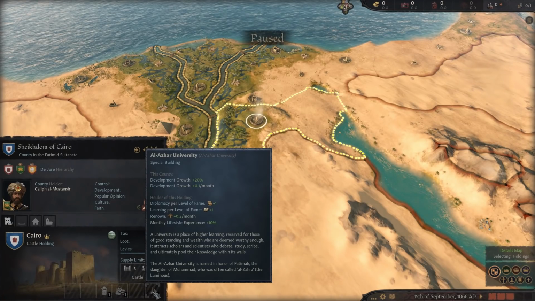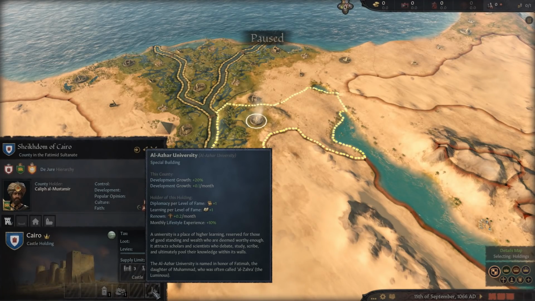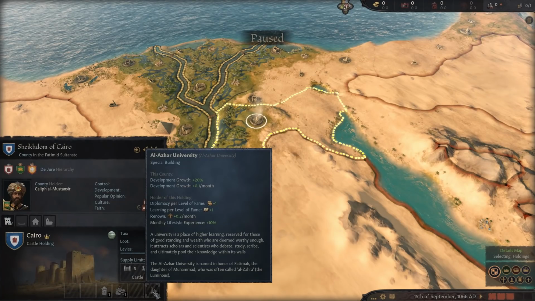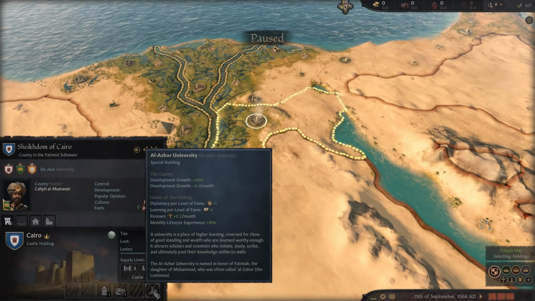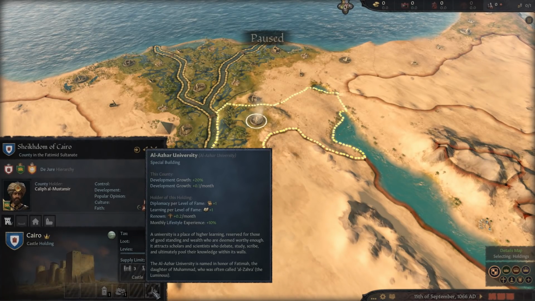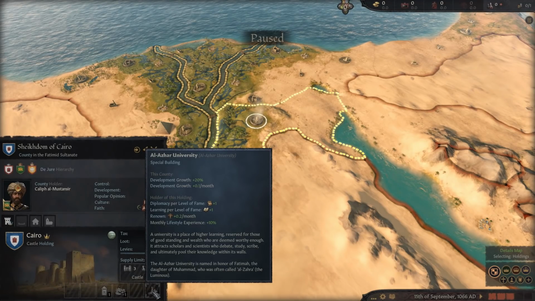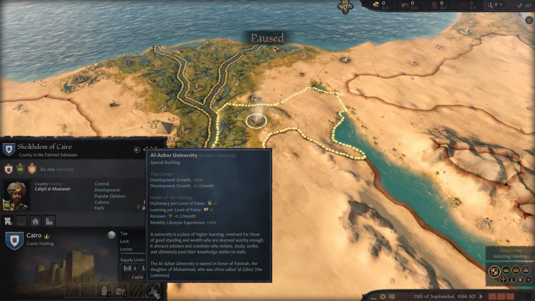A university is a place of higher learning, of course, reserved for those of good standing and wealth who are deemed worthy enough. It attracts scholars and scientists who debate, study, scribe, and ultimately pool their knowledge within its walls. I will not read that every single time. But the Al-Azhar University is named in honor of Fatima, the daughter of Muhammad, who was often called Al-Zahra, the luminous. So what does this university give you?